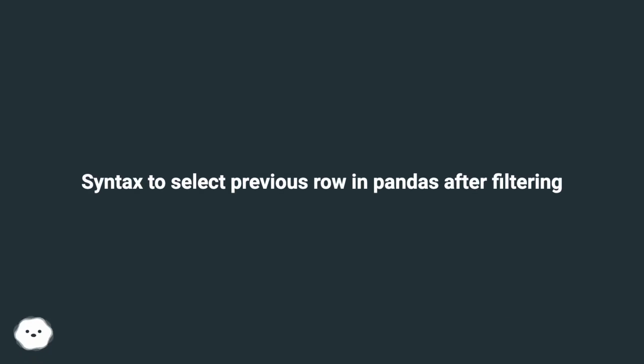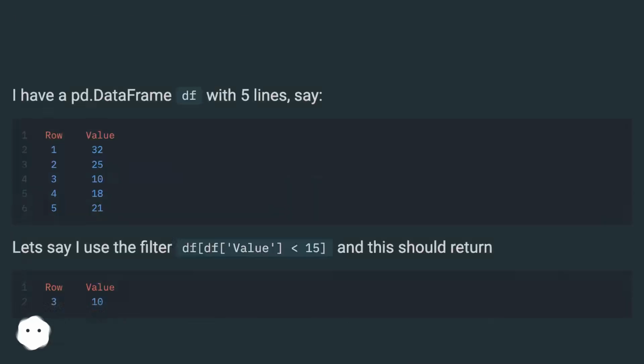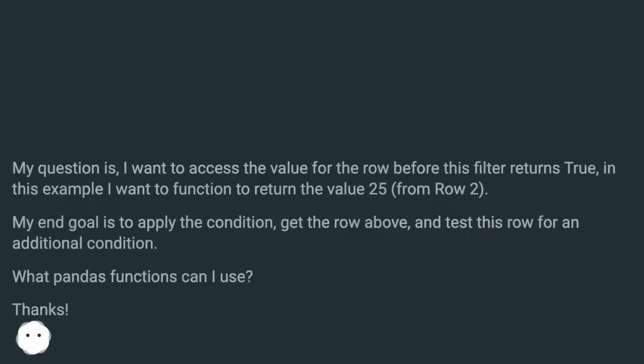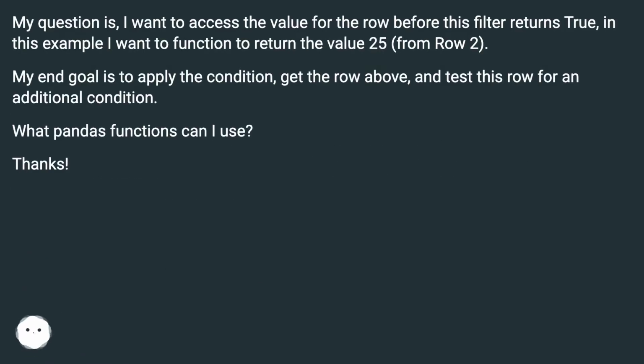Syntax to select previous row in Pandas after filtering. I have a pandas dataframe df with 5 lines, say. Let's say I use the filter df value is lower than 15, and this should return. My question is, I want to access the value for the row before this filter returns true. In this example, I want a function to return the value 25 from row 2.